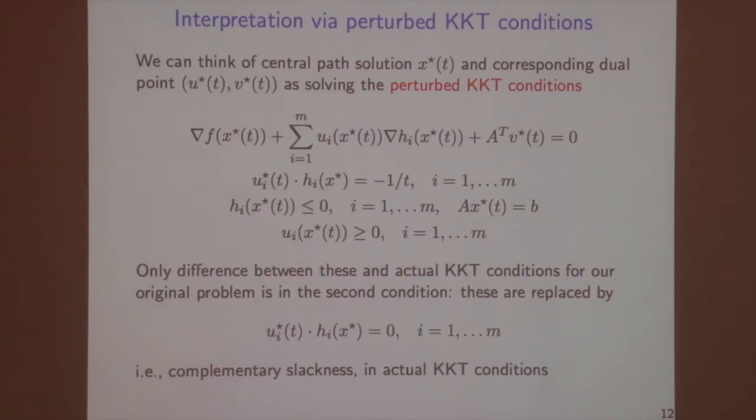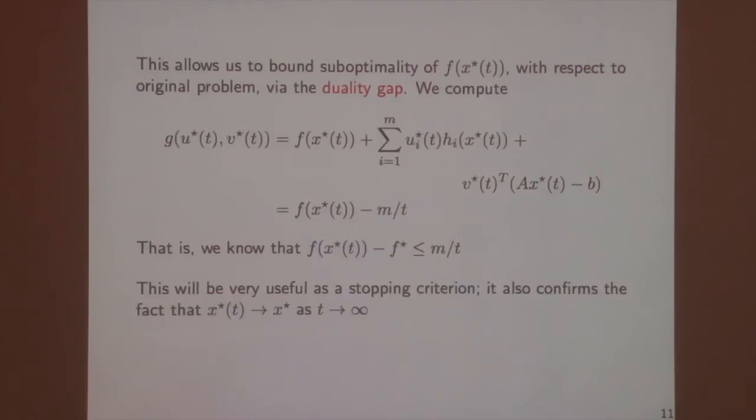Yeah, Justin. Clarify what you meant by the duality gap with the m over t as a stopping criterion? Sure. So we'll see that when we talk about the actual barrier method.